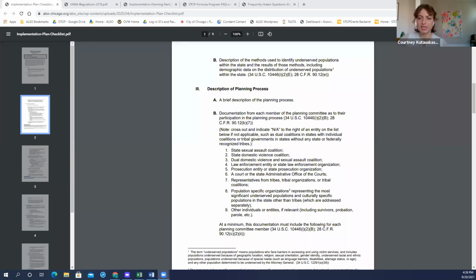So I'm going to share my screen now and just show you a little bit more information about documentation in relation to your planning committee, and then also who the others are that you do consult with. So can you all see my screen? Okay. Could you enlarge it, maybe just a tiny bit? Okay. Thanks.